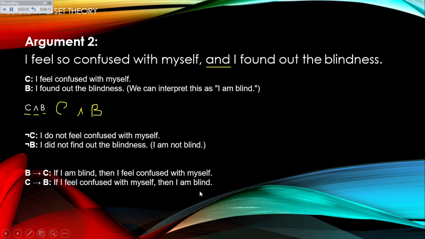So this might or might not be true depending on the experience. If I am blind, then I feel confused with myself. Then if I feel confused with myself, then I am blind. This is likely false, as confusion can have many causes.